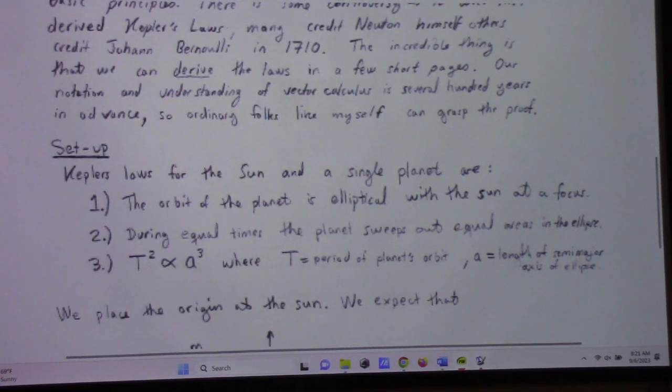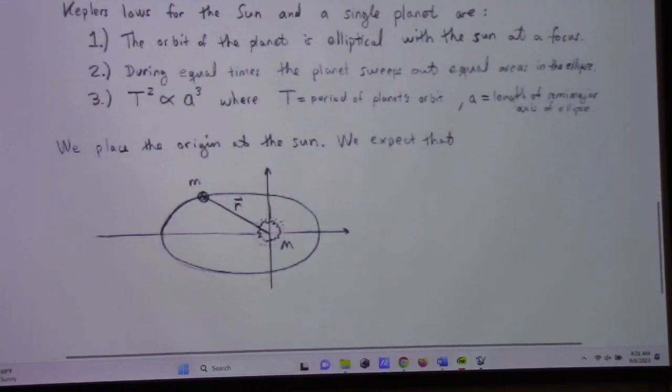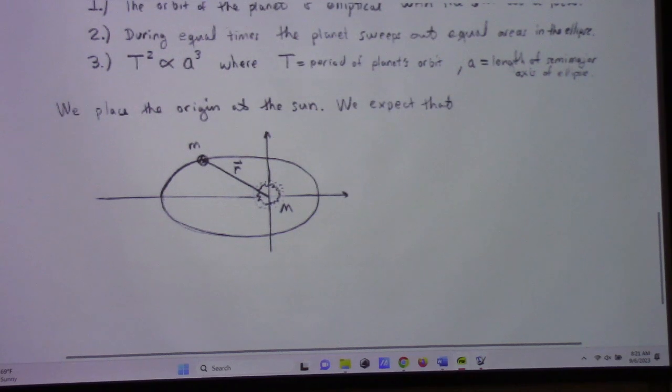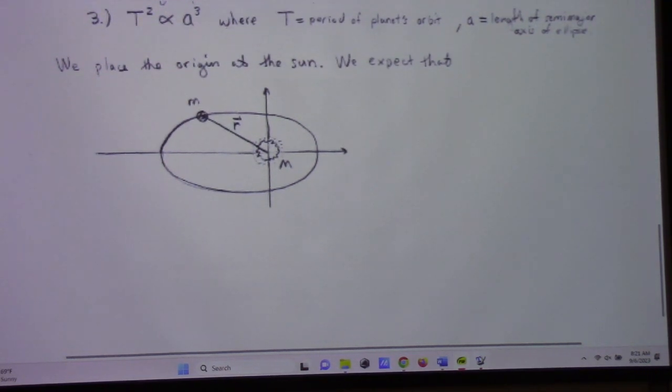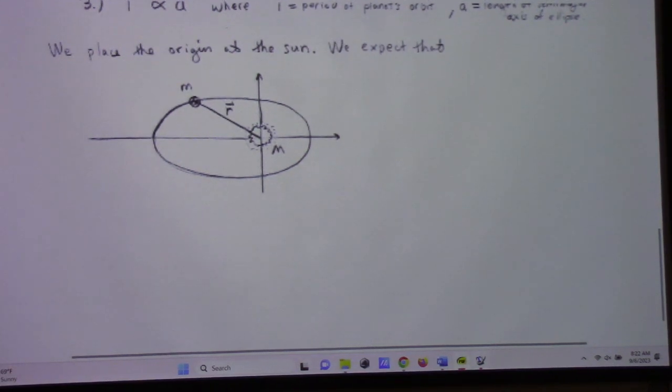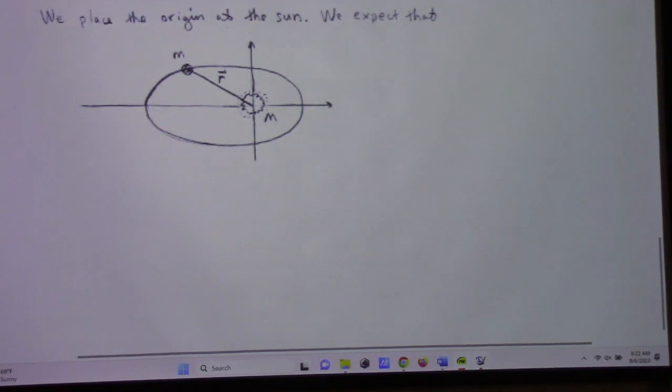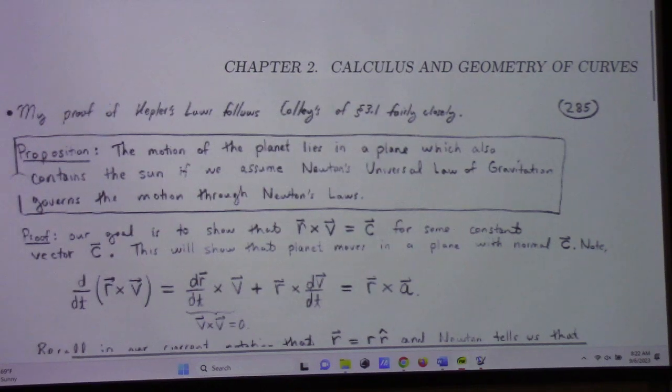Now, this is easier to derive if we assume that the sun is the center of mass for the system. That's a simplifying assumption. It makes it so we can go through it here. The true derivation is a little bit more subtle, but let's stick with this one. Come on, I said go down. All right, so here's the first.